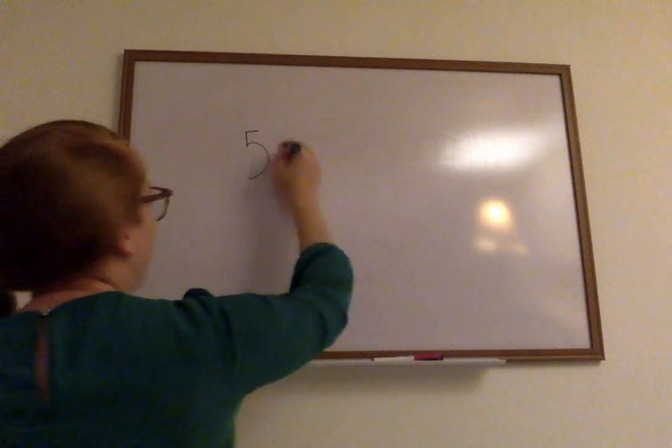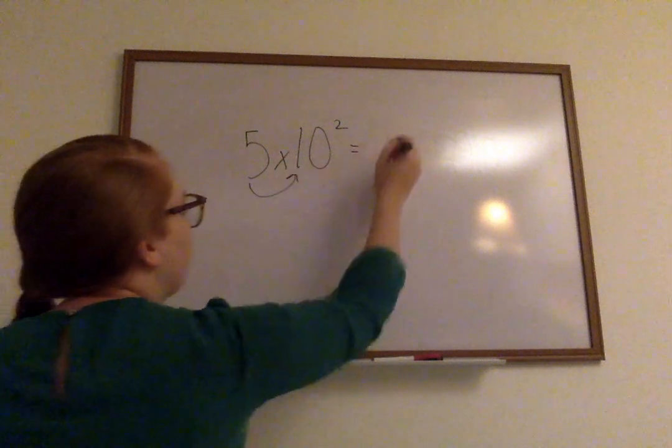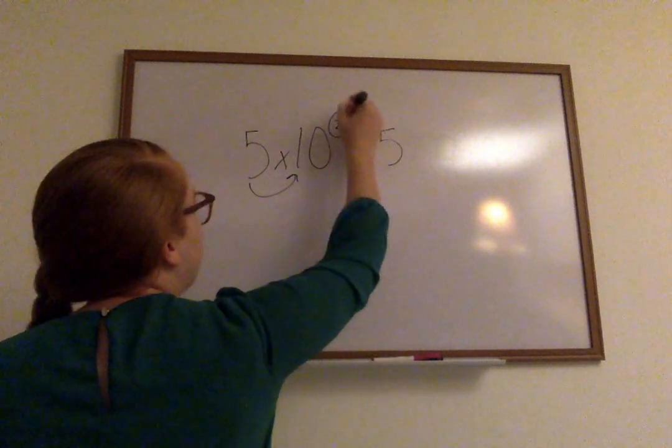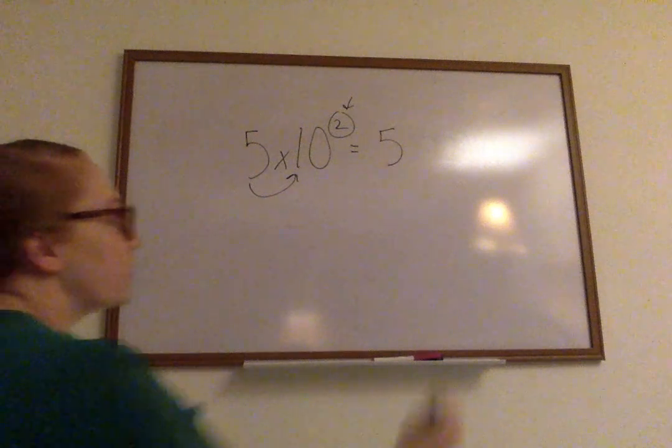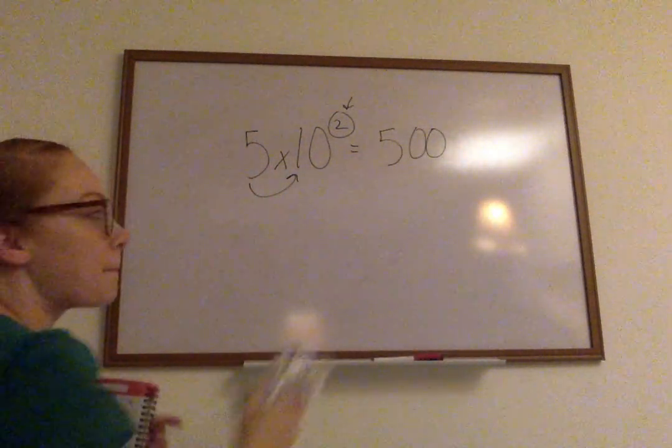Next, I have 5 times 10 to the 2nd power. 5 times 1 is 5. My exponent says I will have 2 zeros. Add my 2 zeros. My answer is 500.